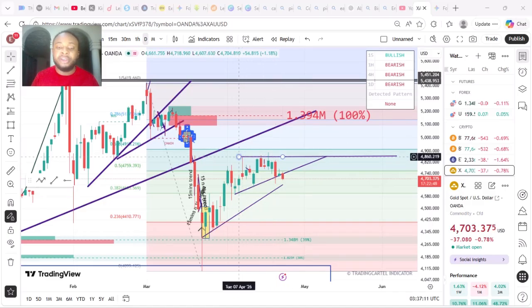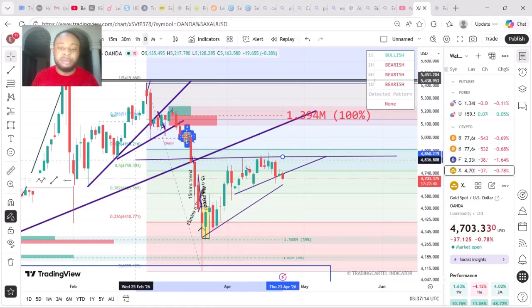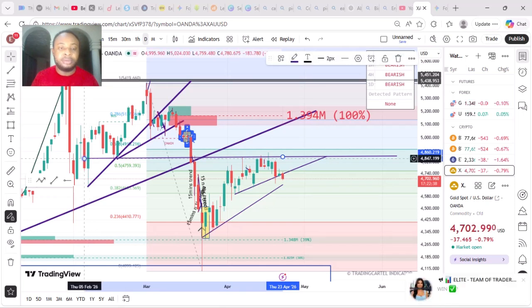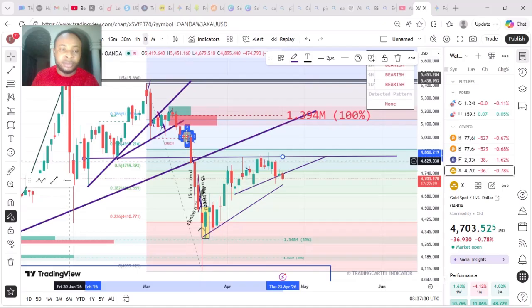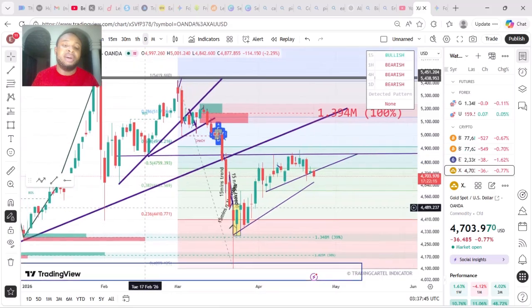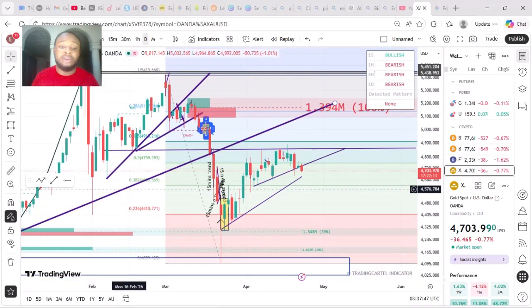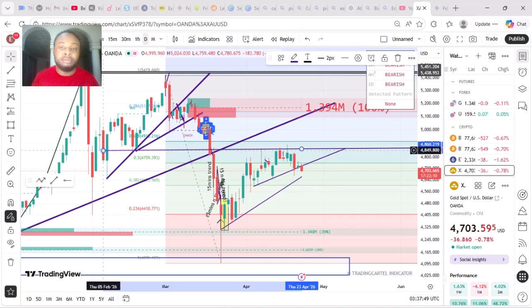The horizontal. Let me just use this. Yeah, the double bottom acted as a support zone. What did it do when you broke it? It started acting as the reverse zone. This is what I mean by horizontal. And if we go back, we are going to see it playing like that.